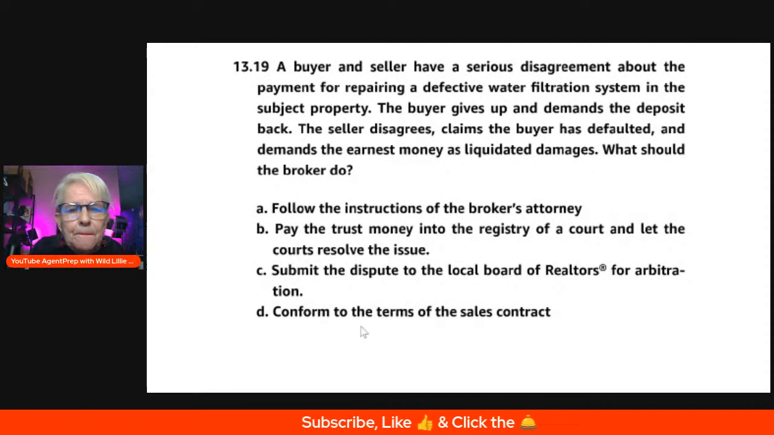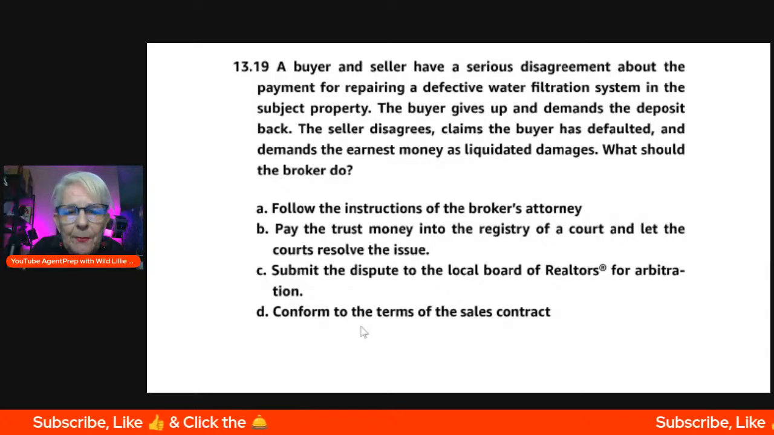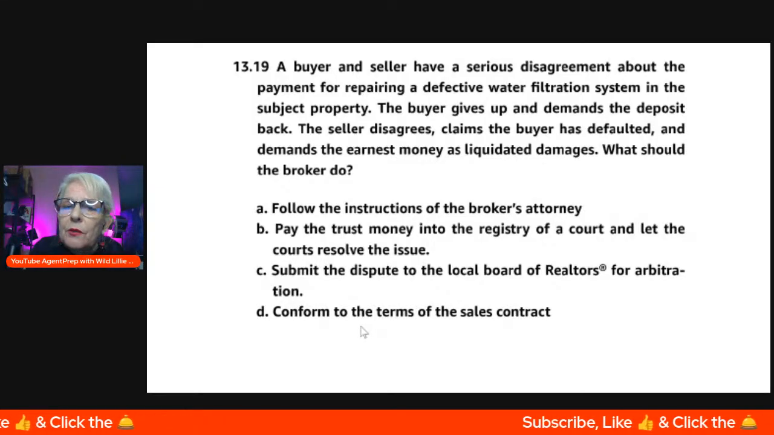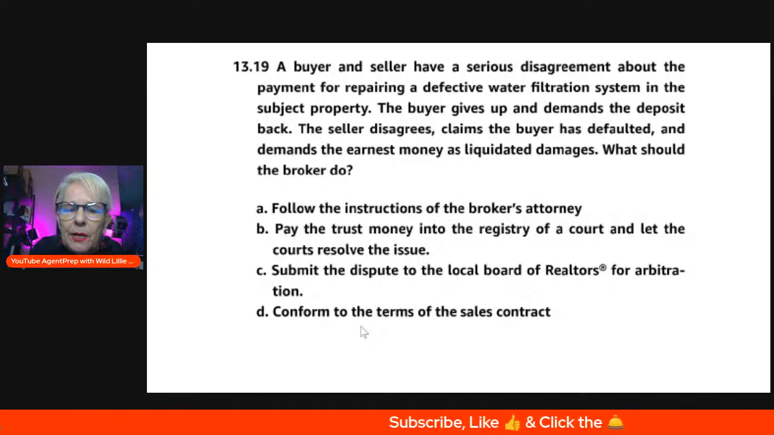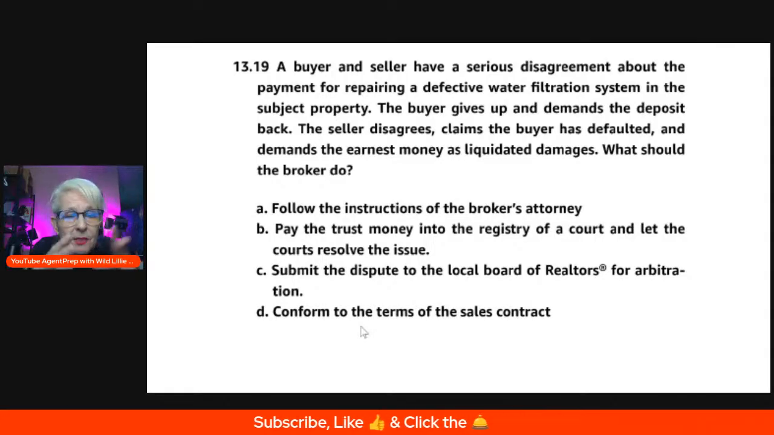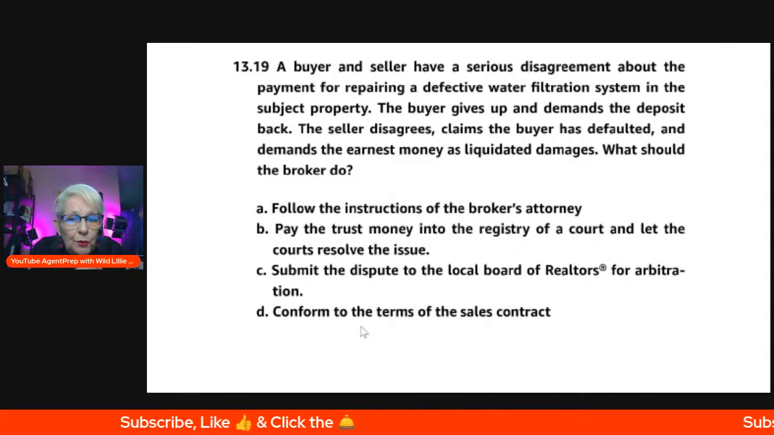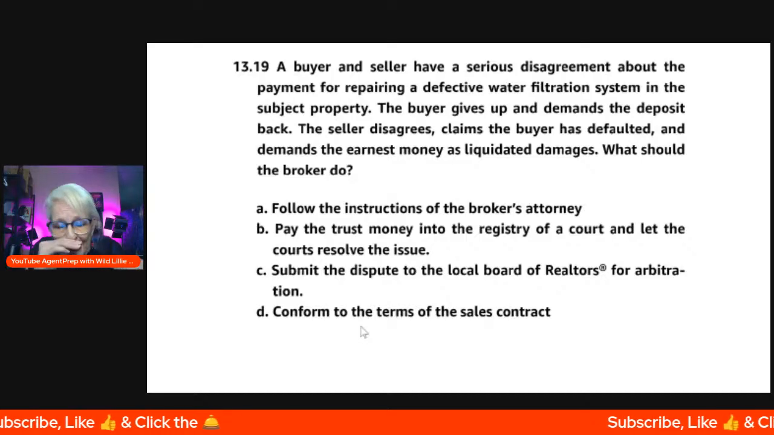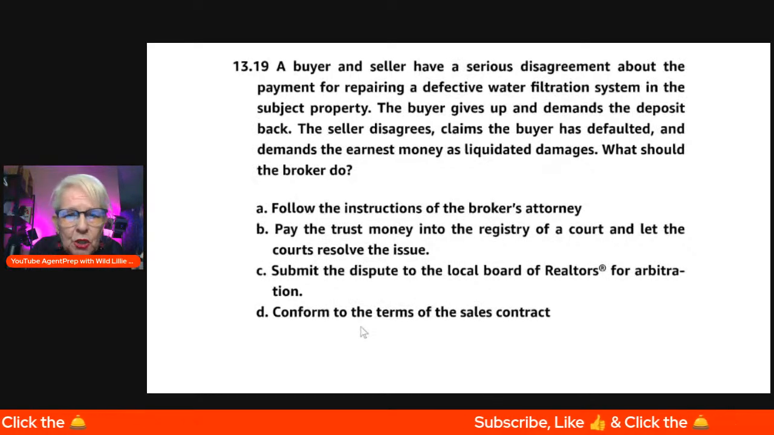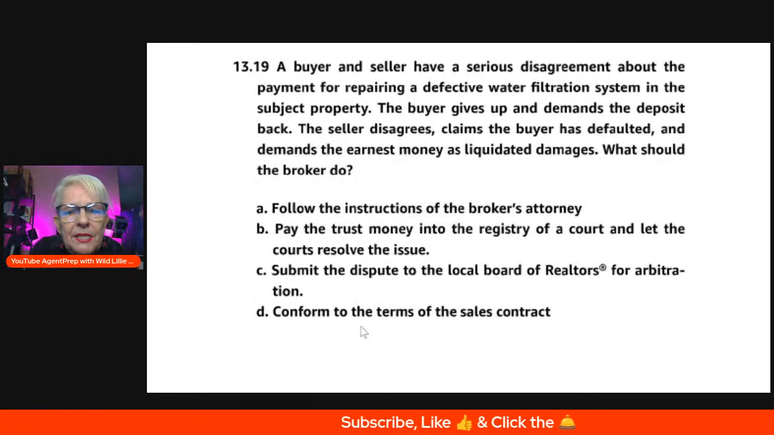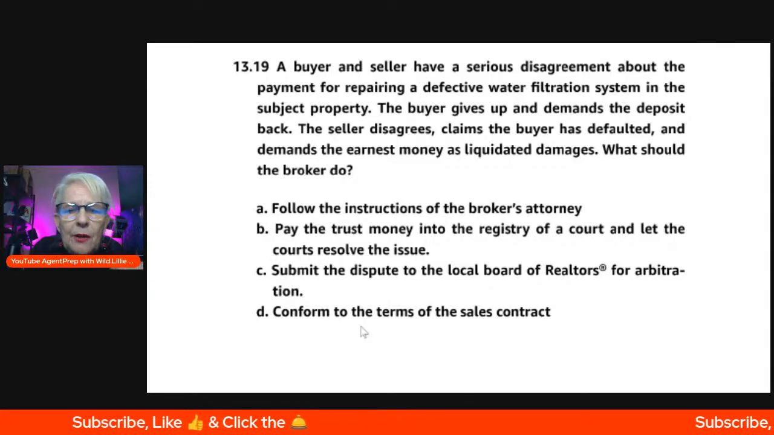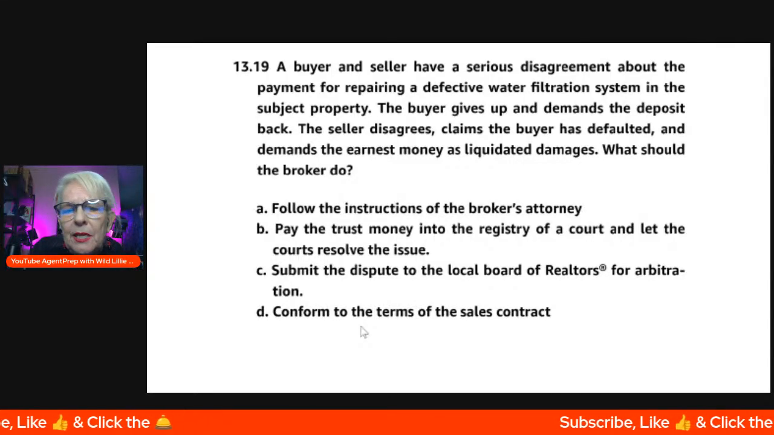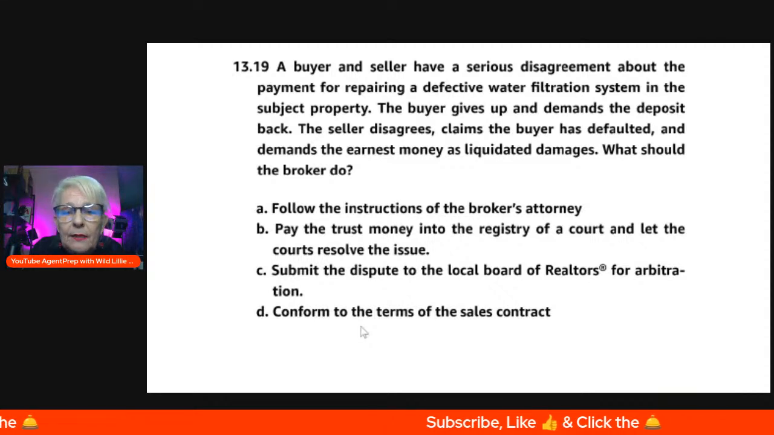Number 19, a buyer and seller have a serious disagreement about the payment for repairing a defective water filtration system in the subject property. What is the subject property? That's the property that is being sold or is in topic, of concern. The buyer gives up and demands the deposit back. The seller disagrees, claims the buyer has defaulted, and demands the earnest money as liquidated damages. What should the broker do?